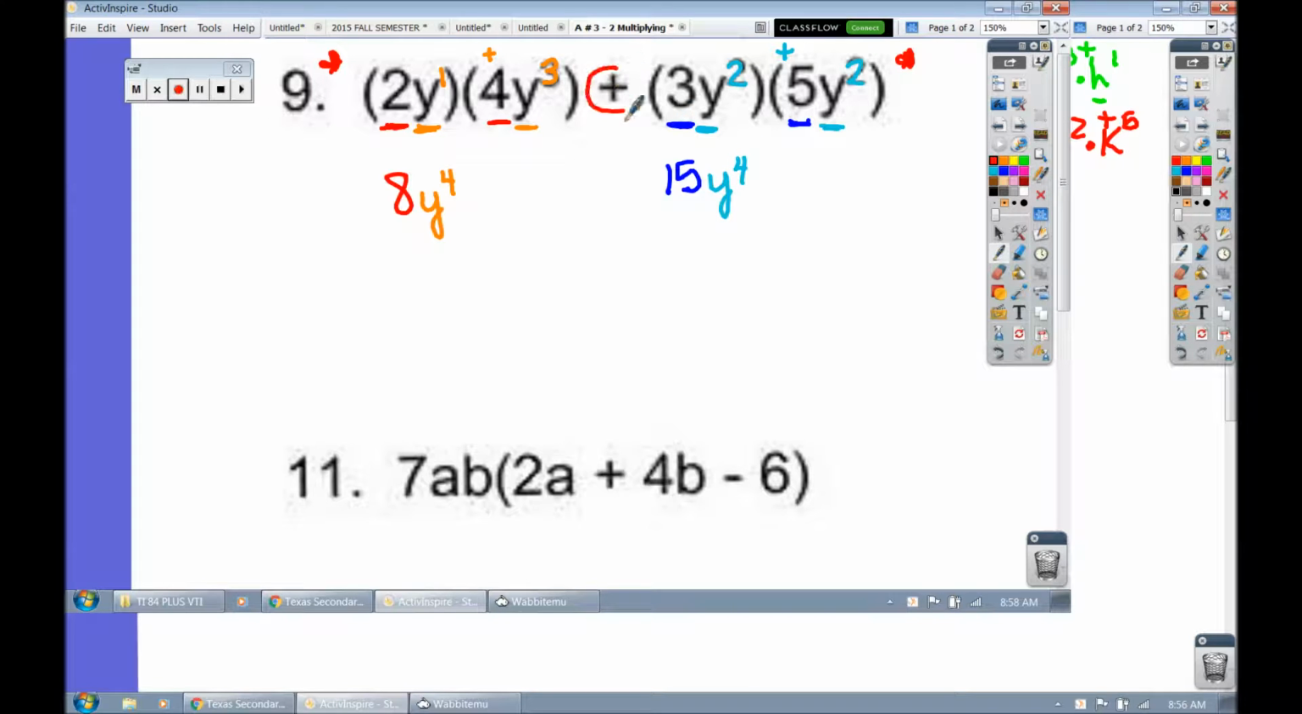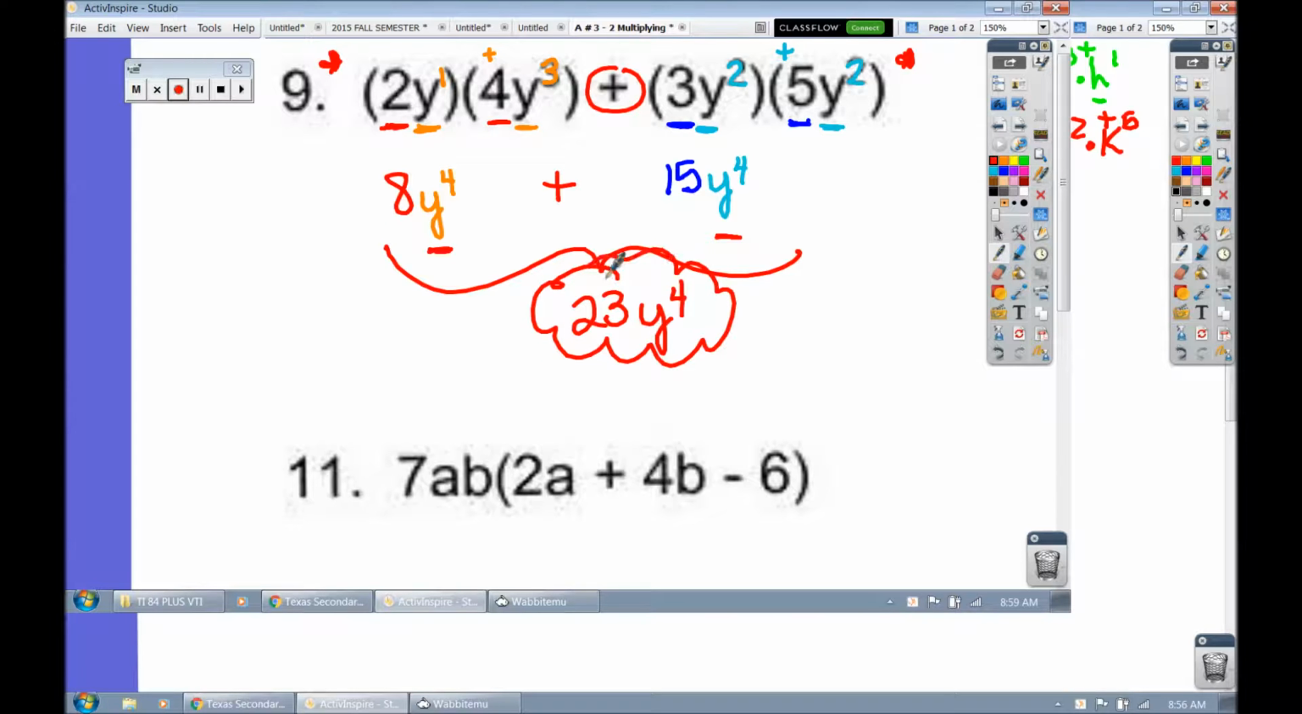And then look at our symbol in the middle. It's asking you to add these if you can. Remember, go back to the first semester of Algebra 1, combining like terms. You can only add or subtract or combine y to the 4s with y to the 4s. And guess what? I have y to the 4s. I have 8 of them on the left and 15 y to the 4s on the right. So I can actually combine those like terms. So then you do 8 plus 15 and you get 23 y to the 4s, or 23y to the fourth.